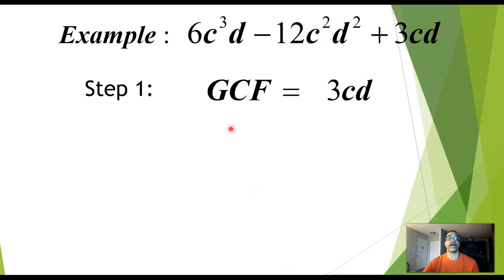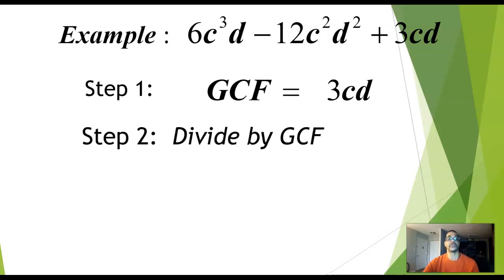So the second step is divide to come up with a quotient. We're going to divide the GCF into all the terms. So 3 goes into 6 2 times. Well, let's go with 3cd divides into 6c cubed d. It's going to go in there 2c squared times. Then it has to go into negative 12. So 3 goes in there 4, keep the negative, right? So minus 4cd, and then 3cd divided by 3cd is going to be 1.